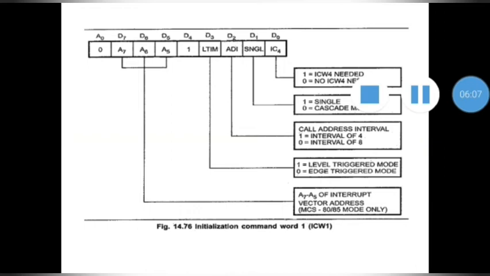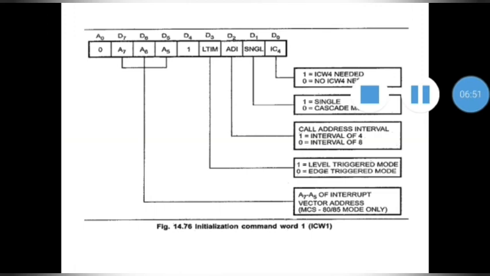Next bit, that is D2. This bit indicates the time interval. If your device uses a 4-bit interval, it is set to 1. If your device uses an 8-bit interval, it is set to 0. Now the next bit, D3. This bit indicates the trigger mode used by your processor. If your processor is using the level trigger mode, then this bit will be set to 0. And if your processor is using the edge trigger mode, then this bit will be set to 0.